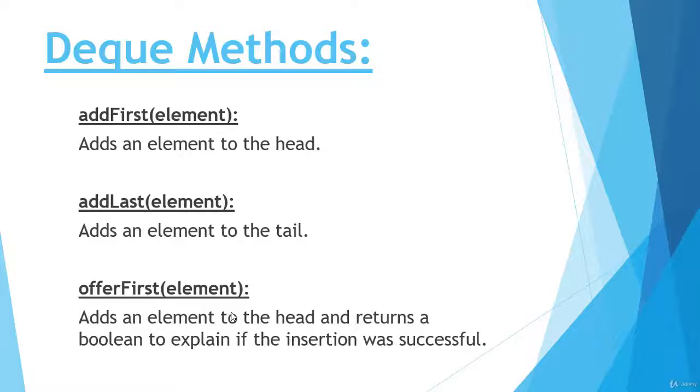Now these are the methods present in the Deque interface. Deque has all methods of the queue interface as well as the collection interface. The first method is addFirst. This method adds an element to the head. addLast adds the element to the tail. offerFirst adds the element to the head and returns a boolean to explain if the insertion is successful. Offer first is more useful than add first, because it returns true or false. If the element is added successfully, we get true, otherwise we get false.